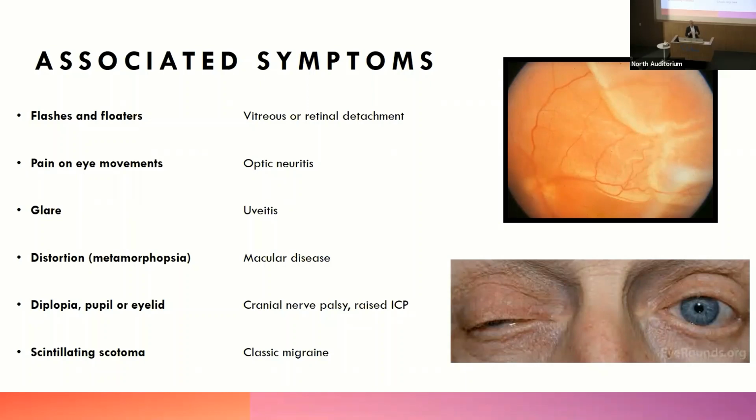Anything with double vision, pupils or lids is usually a cranial nerve problem, okay? My lids come down. Ooh, sounds like third nerve. I've got horizontal diplopia, could be third or sixth. Vertical diplopia sounds like a fourth. Okay, so this is how you think about these things. And scotoma, scintillating scotoma I talked about earlier.